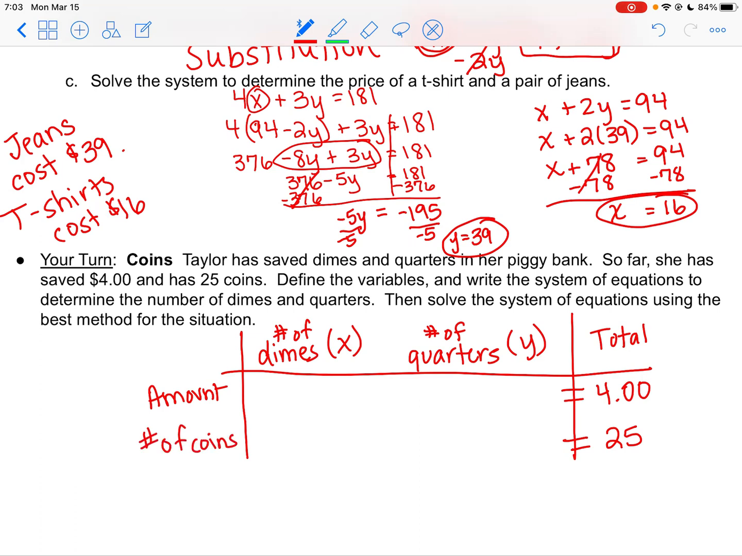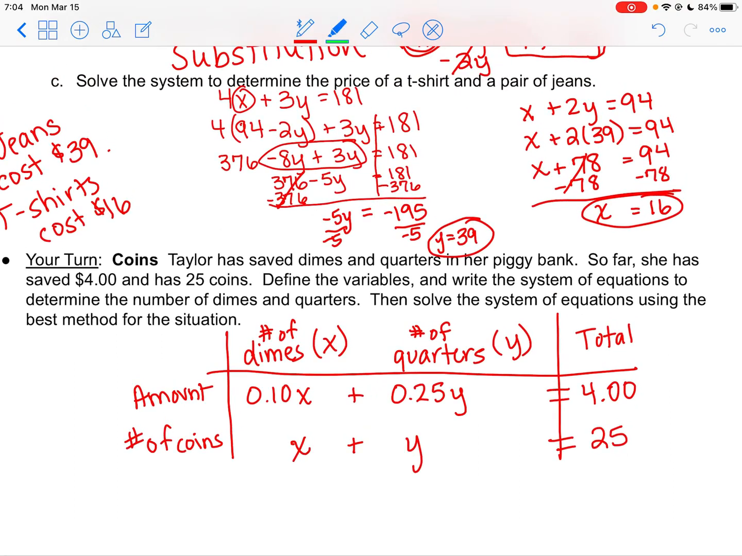So anything that goes into the equation that's equal to 4 should be about how much each one is worth. A dime is worth 10 cents, so I'm going to say 10 cents per dime plus a quarter, which is worth 25 cents. So 25 cents per quarter is going to be equal to $4. The next thing is just the number of coins. The number of dimes is the thing that I assigned the variable X to, and the number of quarters I assigned Y to represent.